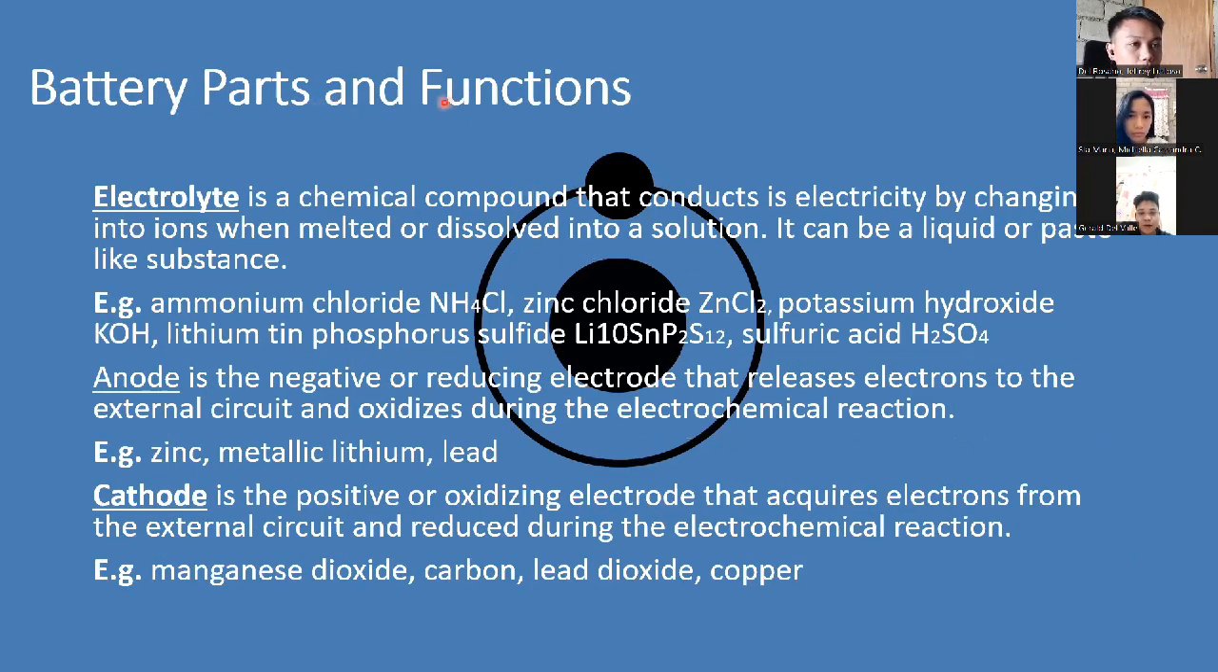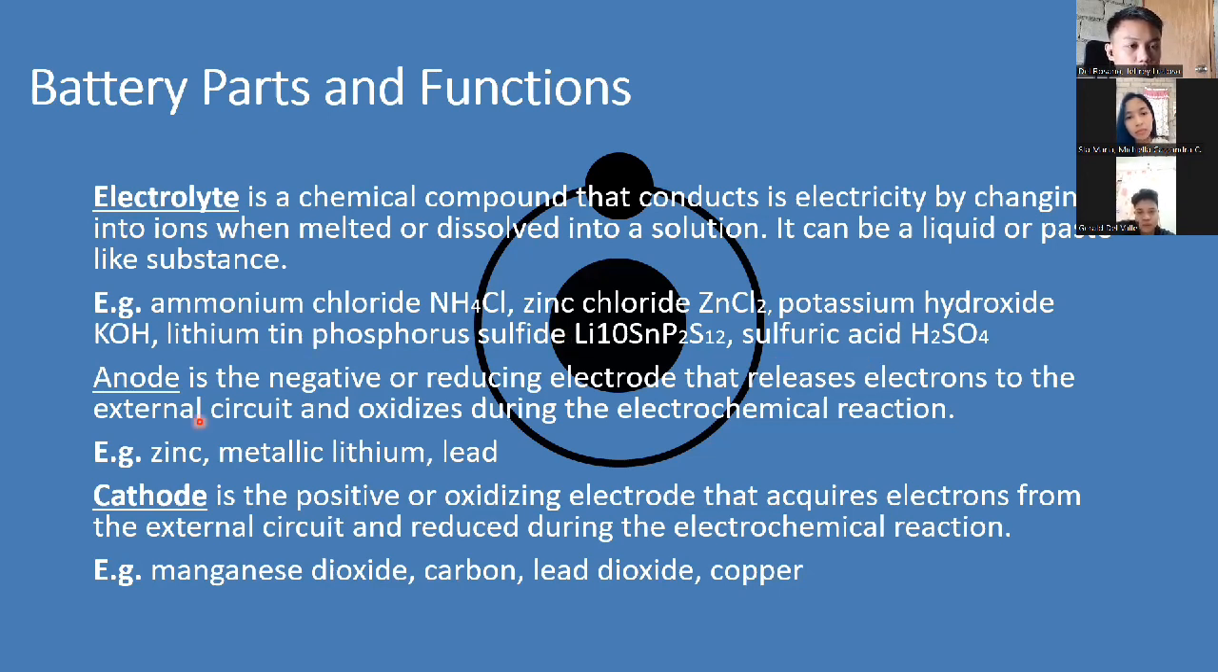So, batteries: parts and function. The parts of a battery: we have the electrolyte. It's a chemical compound that conducts electricity by charging into ions when melted or dissolved into a solution. It can be a liquid or paste-like substance. For example, ammonium chloride, zinc chloride, potassium hydroxide, lithium tin phosphorus sulfide, sulfuric acid.